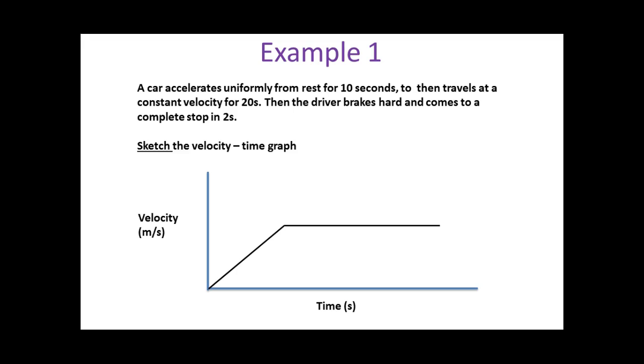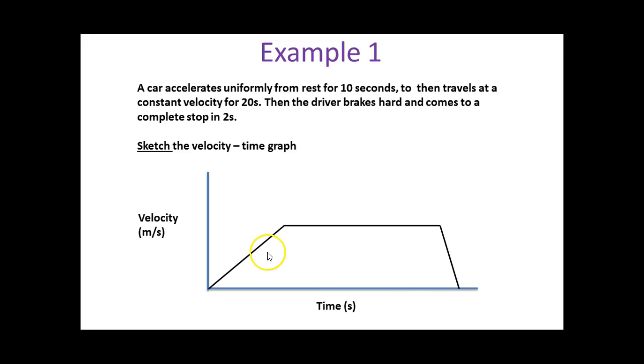Now at the end of that 20 seconds of constant or uniform velocity, the driver suddenly brakes hard and comes to a complete stop in 2 seconds. So all of this has been 20 seconds, so it's going to come to a complete stop over a very short period of time. And so the gradient of this line here is going to be much steeper than this one here, because this took quite a lot of time. It took 10 seconds to get up to its constant speed, whereas at this end of the journey it only took 2 seconds to slow back down to 0.